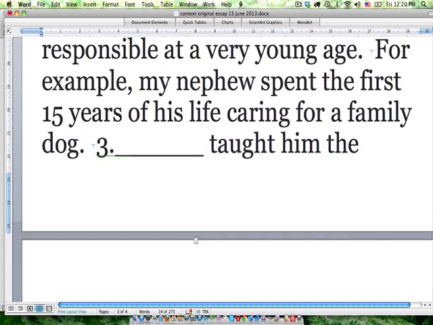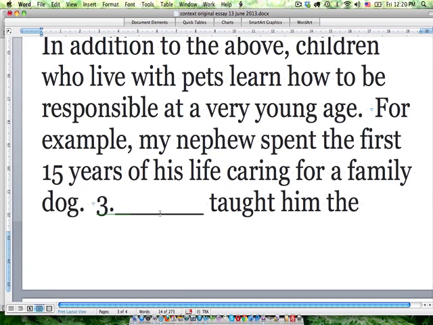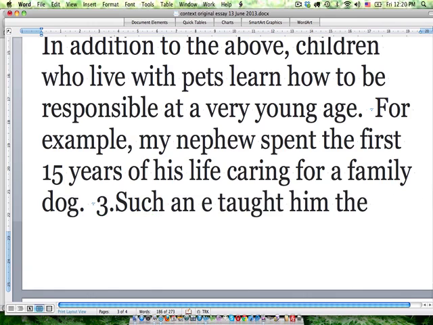Okay, now I'm sure a lot of people went with this, which is fine, because this would be a cohesive word that would link us back to the example, so that's fine. But the original wording that I put in there was such an experience. Such an experience taught him blah blah blah.